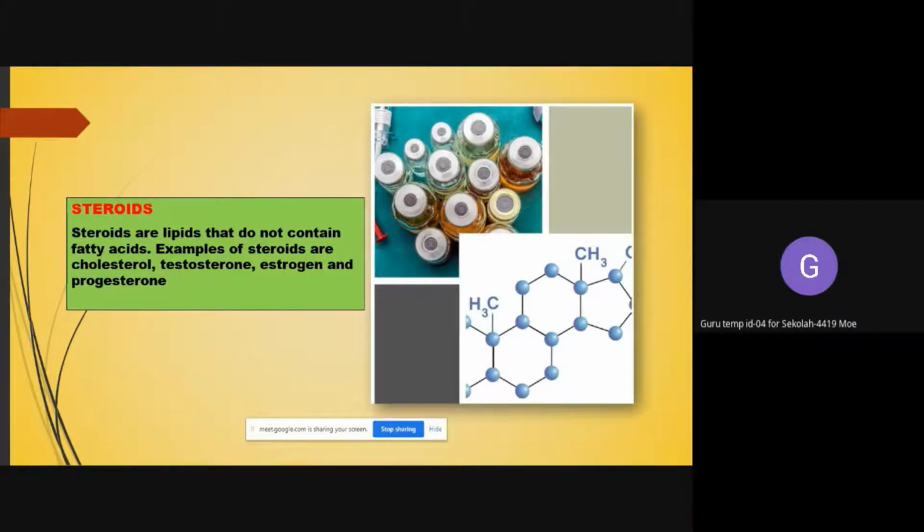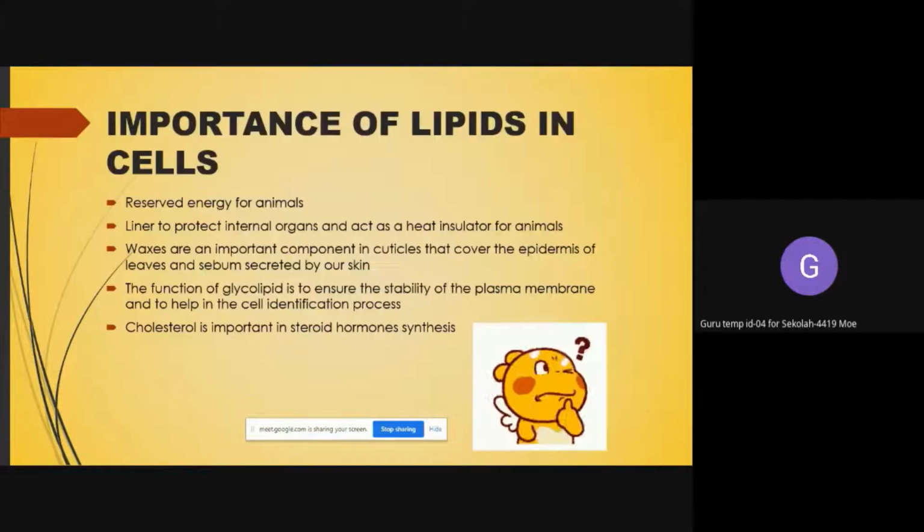So examples of steroids are cholesterol, testosterone, estrogen and progesterone. So importance of lipids in cell. First, reserve energy for animal. Liner to protect internal organs and act as a heat insulator for animals. Wax are an important component in cuticles that cover the epidermis of leaf and sebum secreted by our skin.